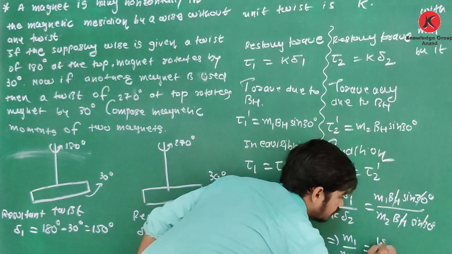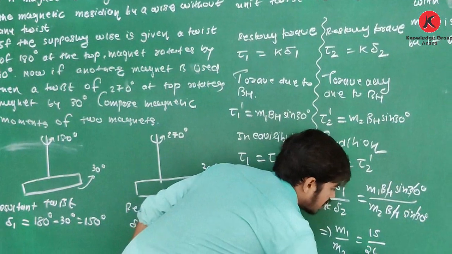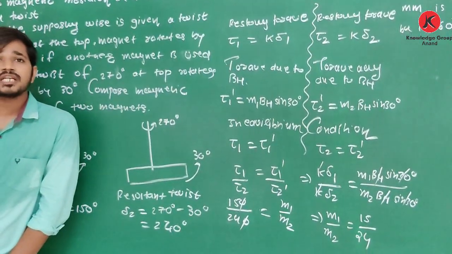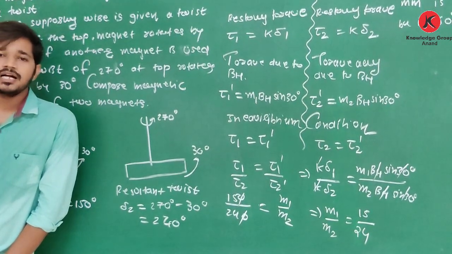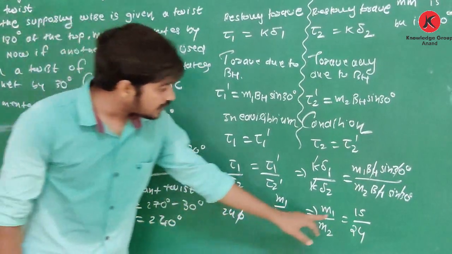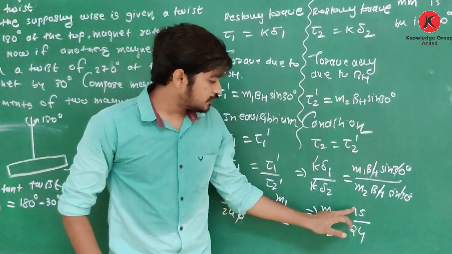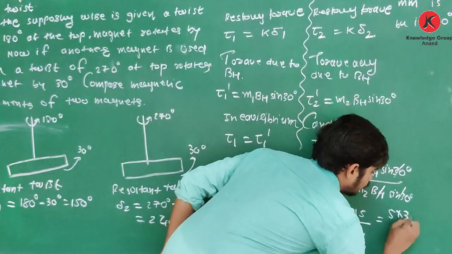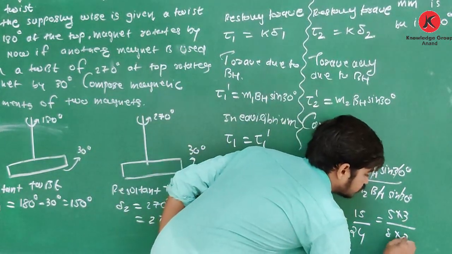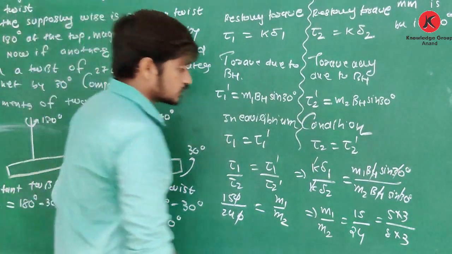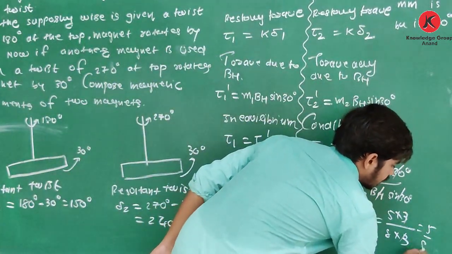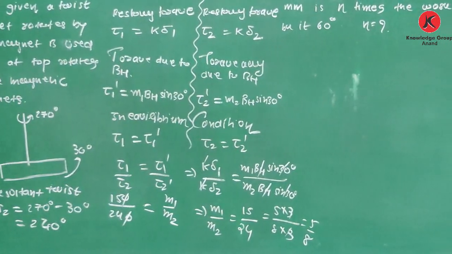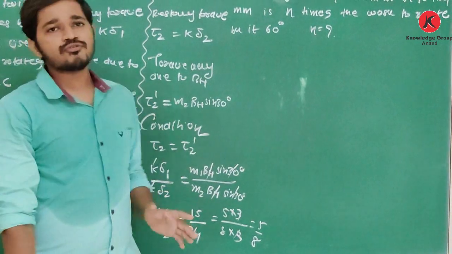So M1 upon M2 is 15 divided by 24, and that is your answer. Clear about this? Further you can simplify this. 15 is 5 into 3, and 24 is 8 into 3. So 3 cancels, and it is 5 by 8. So this is one question which is based on equilibrium of magnet.